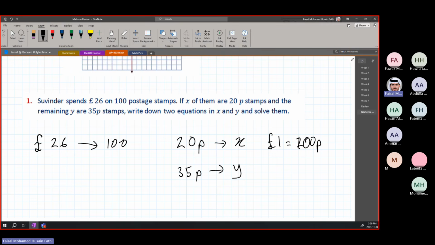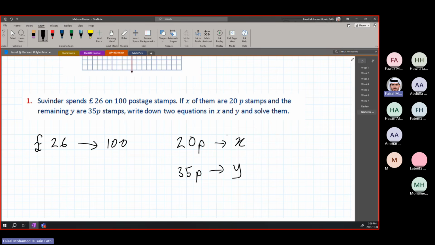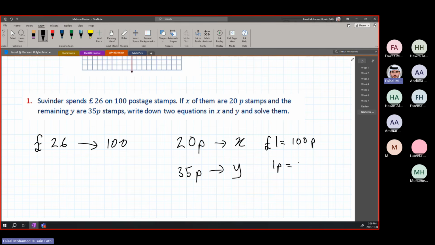A second, it started lagging a bit. Just give me a second. So what you need to know is 1 pound is equal to 100 pence, or you could say 1 pence is equal to 0.01 pound. What does this mean? It is like saying a rupee equals 100 fils, exactly the same idea. So 20 fils and this is 26 rupees. That is exactly the idea: 100 pence equals 1 pound.